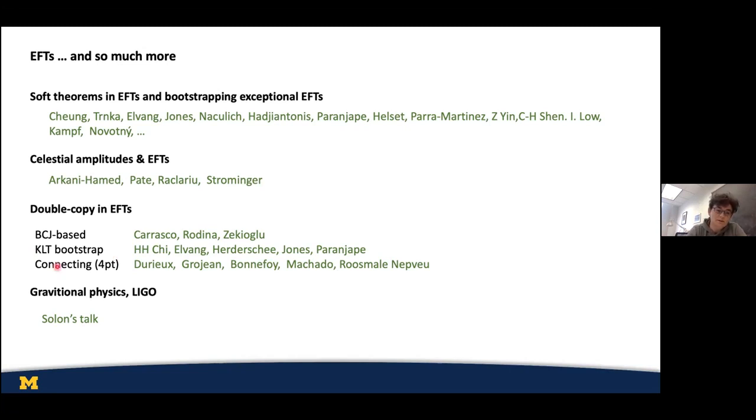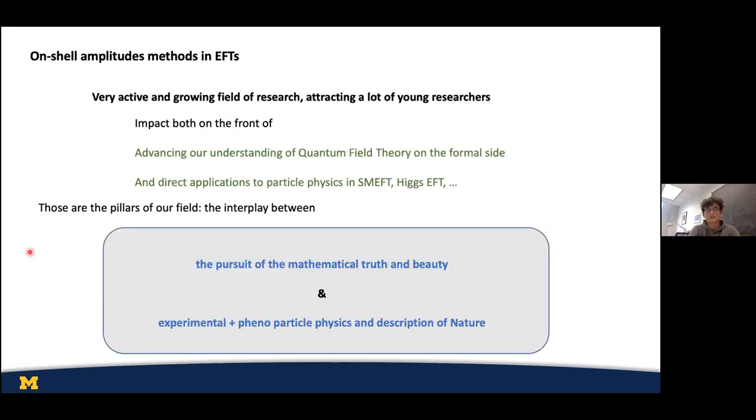These two approaches have begun to be connected. There's a very recent paper from December by these authors here that makes some connection clean at 4-point and starts looking also at 5-point. And of course, EFTs will also show up in the context of amplitudes in gravitational physics, the connections to LIGO, and so on, as we just heard about in Solon's talk. So the on-shell amplitudes methods applied in the context of effective field theory is a very active and growing field of research that is starting to attract a lot of young researchers.